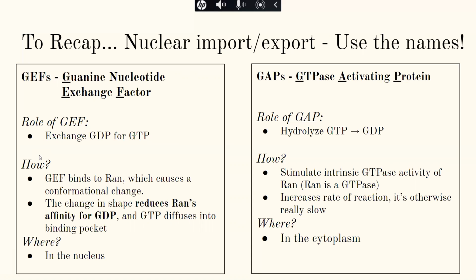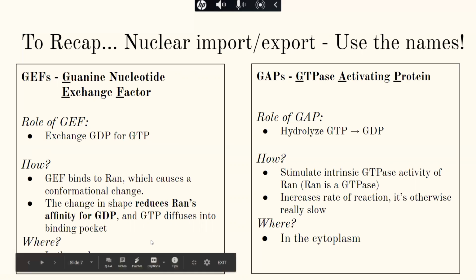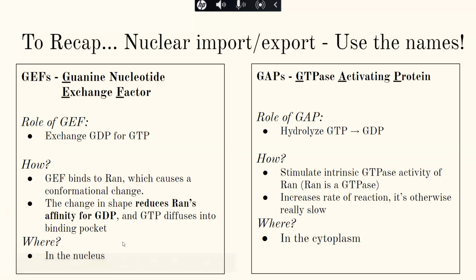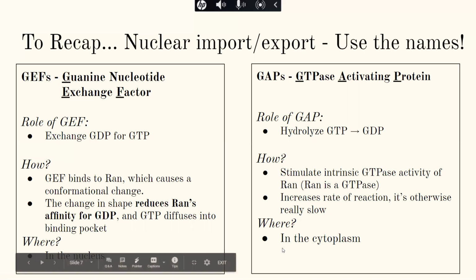So remember we talked about affinity last week for GDP, and GTP diffuses into the binding pocket. This is important to be active. This makes the protein active and kind of what is considered to be on. And this occurs in the nucleus. So GEFs are always in the nucleus. That's one thing to take away from this slide if you don't take anything else away. And GAPs are always in the cytoplasm of the cell. So they are not in the nucleus.